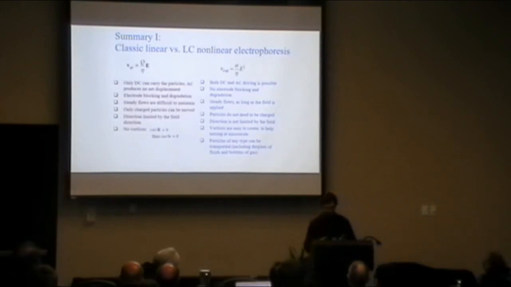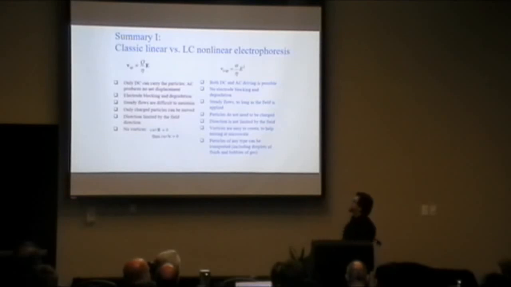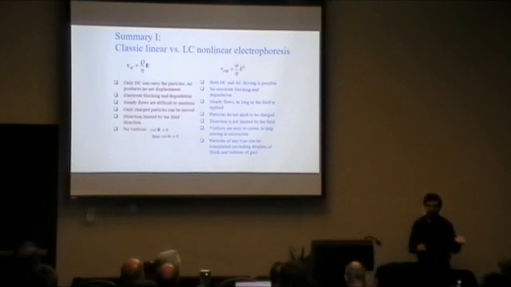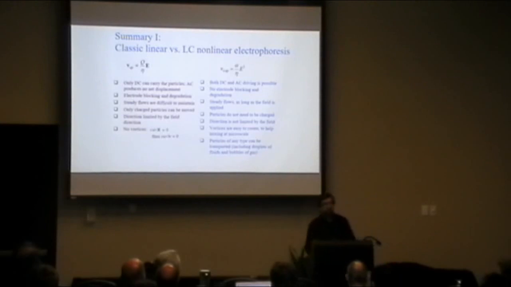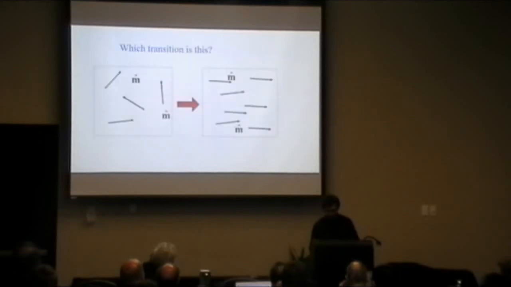That means that you can apply not only a DC field, but also an AC field to drive it. You don't have problems such as blocking of electrodes. You can create steady flows. As long as you have the field and change its polarity, the flows will be persistent. You don't need any properties of the particles to have them transported. For example, you don't need them to carry any surface charges. The particle can be a droplet of water. You can still translate it. The particle can be even a bubble of gas. You can still move it around. So it looks like there are many opportunities with this approach to use liquid crystals as electrolytes.